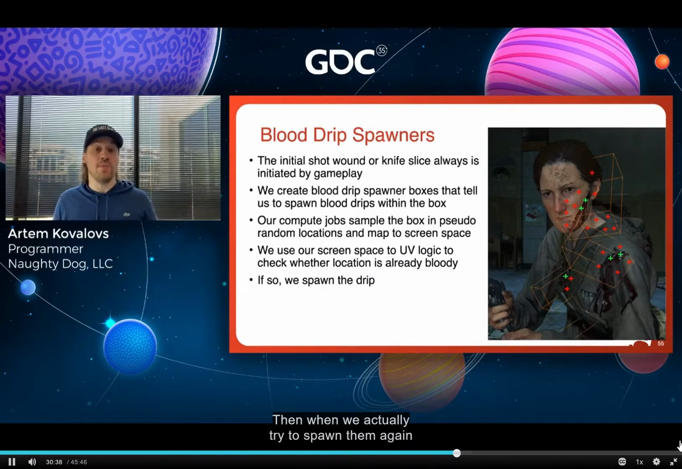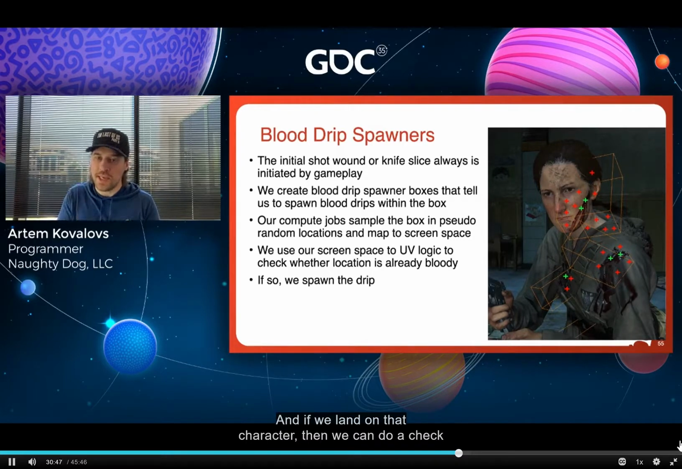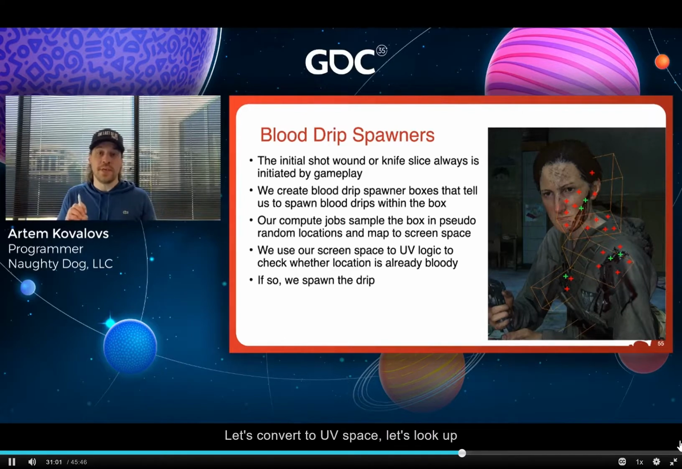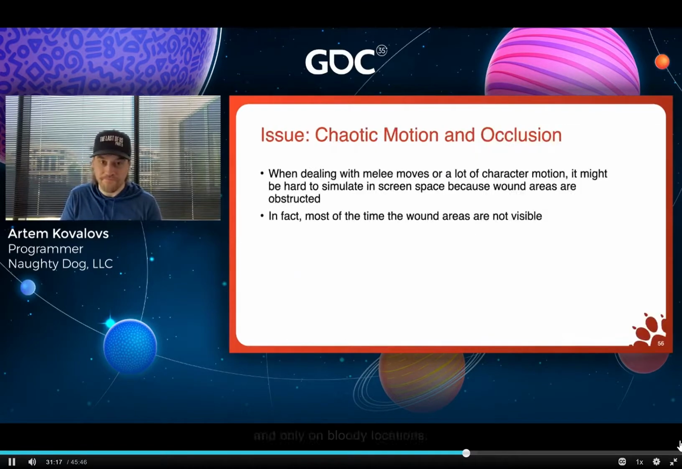Then when we actually try to spawn them, again, pseudo randomly, we sample around this box, and if we land on that character, we can do a check for the UV location and ultimately for whether or not that location is bloody, right? So if we land on a character, we're like, okay, that's our character that we wanted. Let's convert to UV space. Let's look up that character's blood render target. And then that allows us to look up whether or not that render target is bloody at a particular UV space. If it is bloody, then we can spawn our drips, right? So our drips will only spawn within this box and only on bloody locations. And that's exactly what we want.